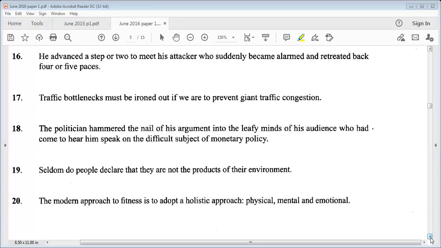19 says, seldom do people declare that they are not the products of their environment. So we notice that this sentence is acceptable as it stands. So D would be your answer. 20 says, the modern approach to fitness is to adopt a holistic approach, physical, mental, and emotional. Is there anything wrong with the sentence? Absolutely not. So this sentence is acceptable as it stands. So D would be our answer.